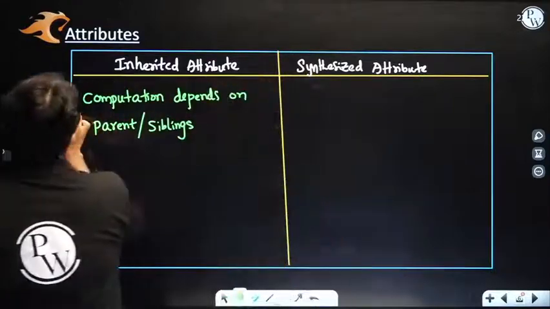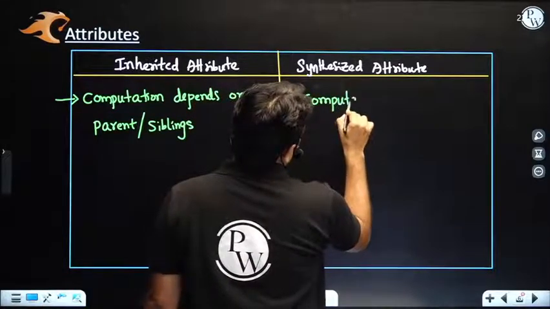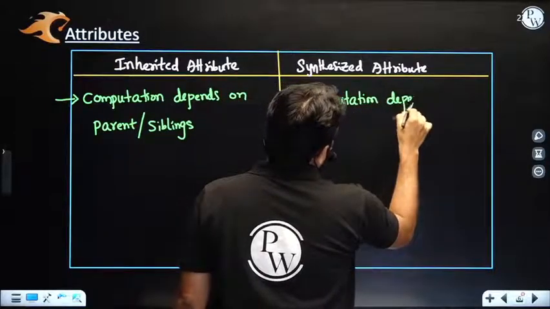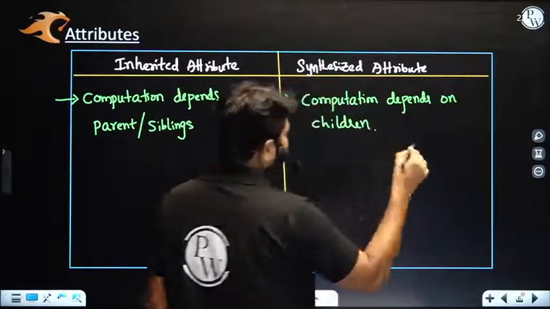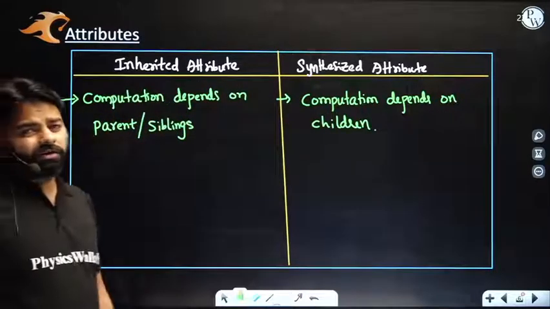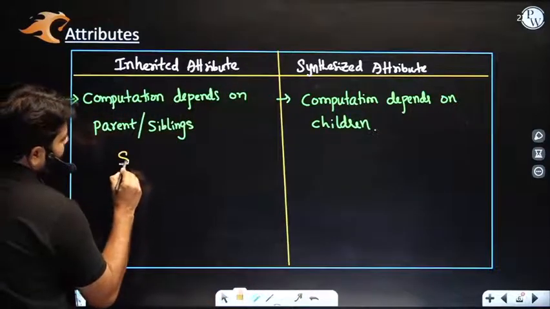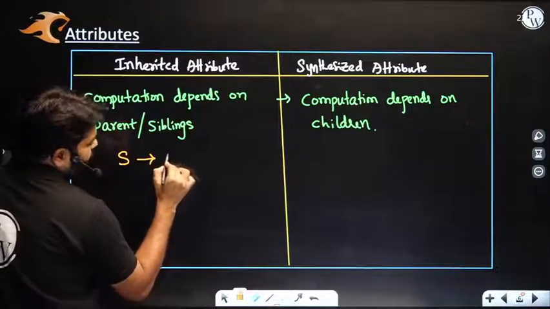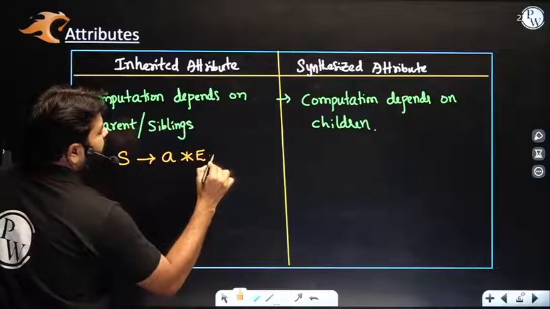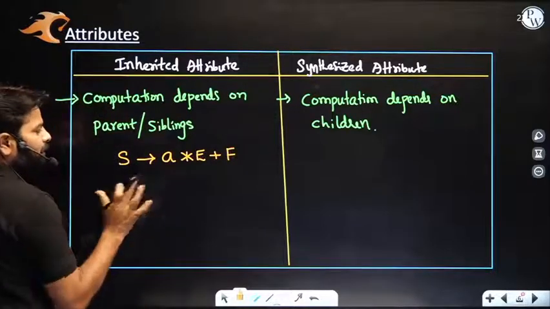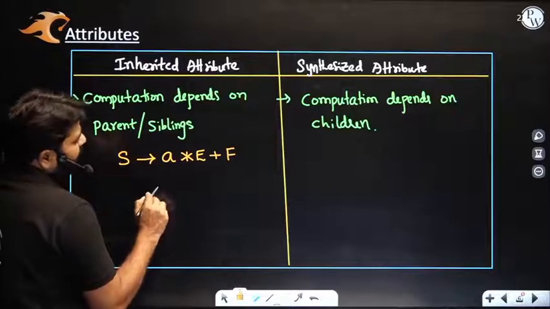Now here, that's the first point. Here computation depends on children. What is the example for this? Suppose I have S arrow A star, let's say E, plus let's say F. This is my production. I might be writing translation meaning for it, but forget about the remaining productions of the grammar. Here I might be computing, let's say, E.x.